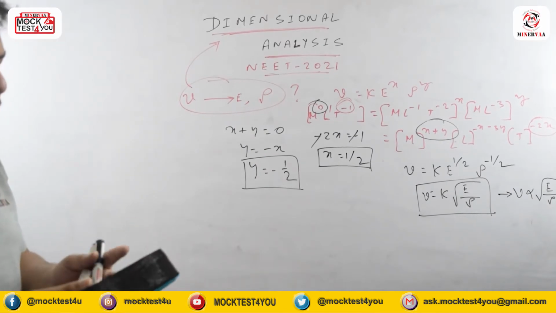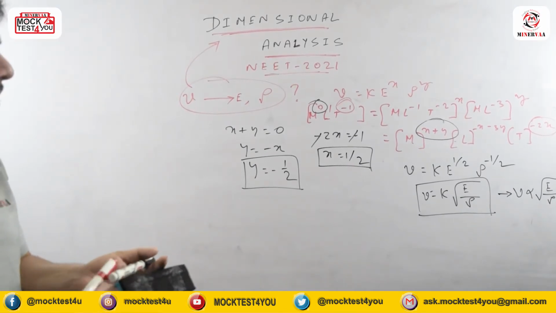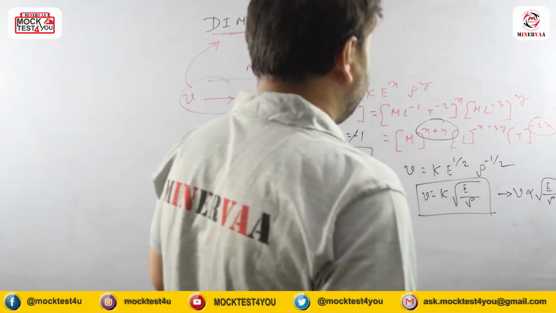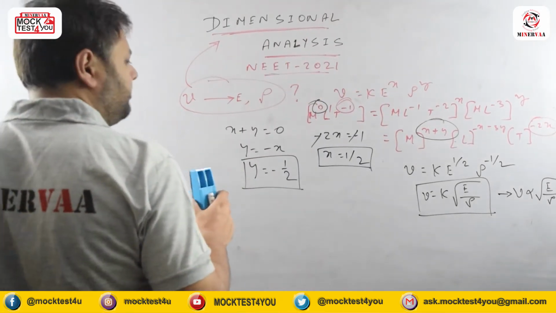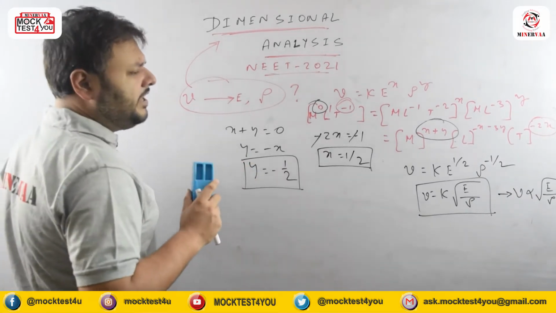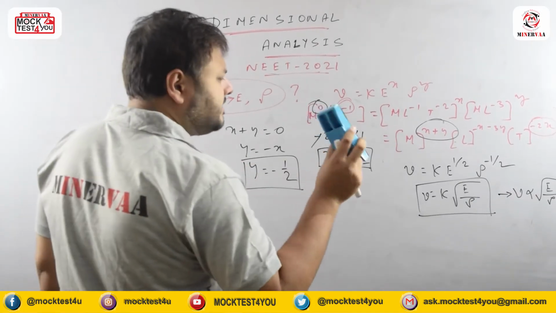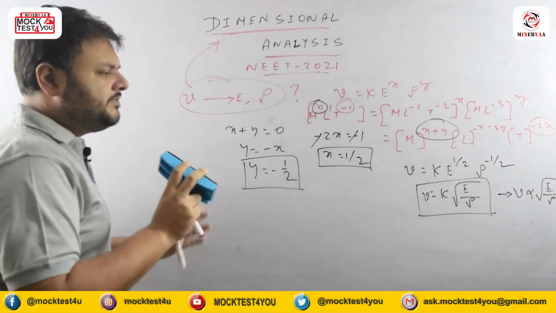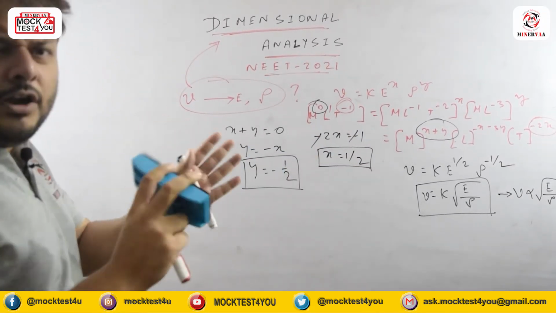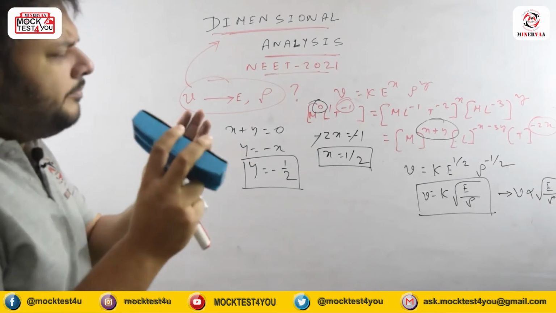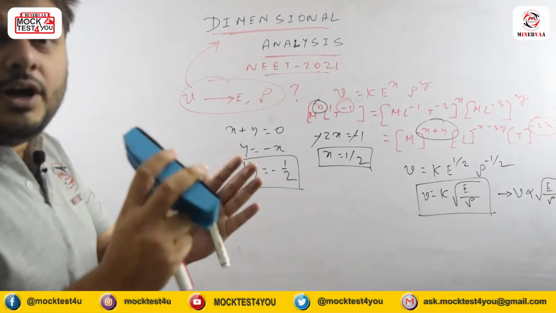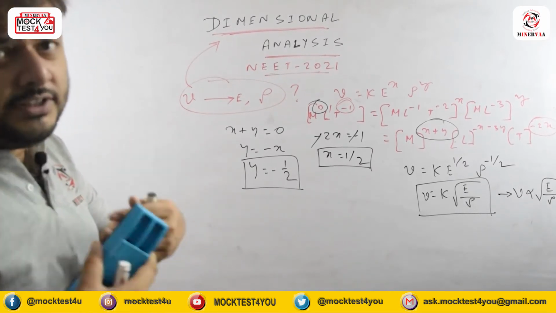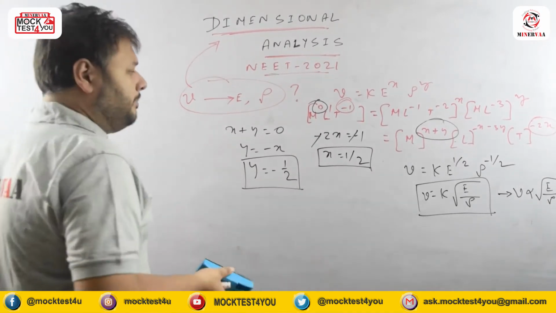Now when we do the dimensional analysis with this particular approach, we need to focus on one very important concept. This type of relation is holding for two variables, that is, one particular variable is related to two other variables, but one particular variable can be related to three other variables also, and that is not a big issue.